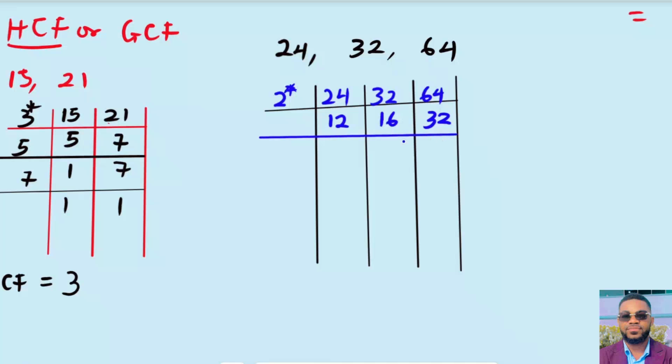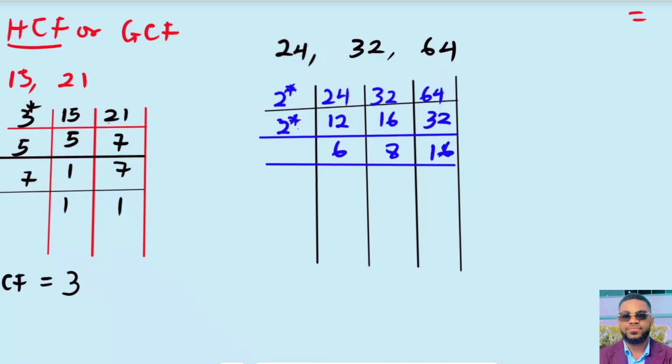We have 12, 16, 32. I can still think of 2 once again. And 2 goes into 12, 6 times. It goes into 16, 8. It goes into 32, that's going to be 16. So this 2 is also able to go into the 3 numbers here. So I have to highlight this one too once again. Let me get my 16 well.